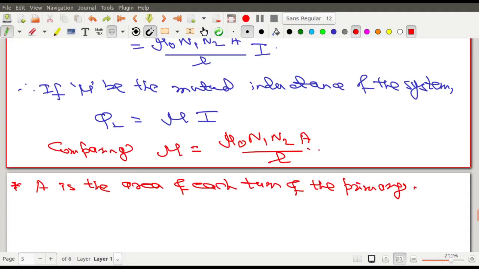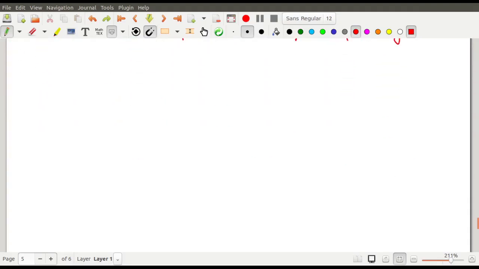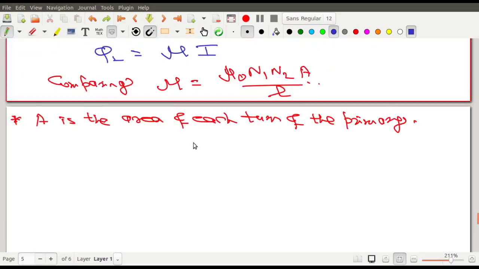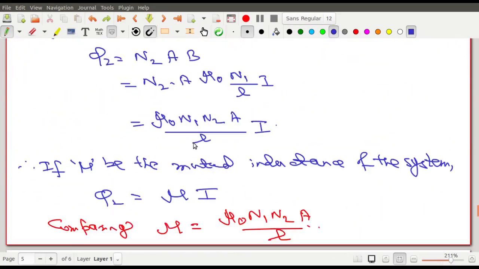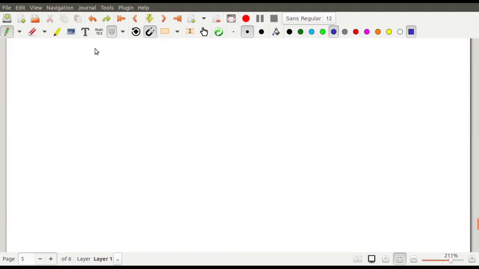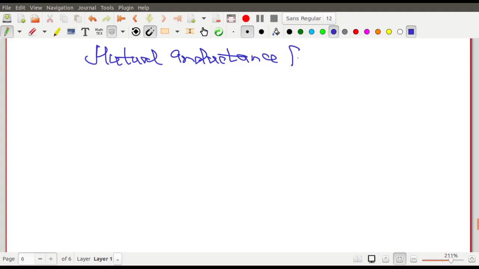And next I will go for the last calculation of the day. It may not be the last, that depends upon how much we proceed. So let us first of all go through it. Mutual inductance for two parallel circular coils.